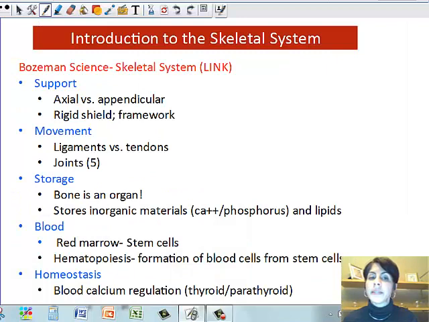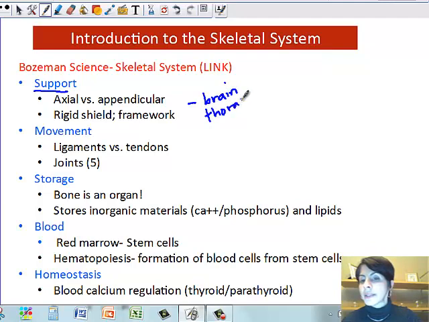Your skeletal system takes on 5 major roles. One of them is actual support. Remember that your skeletal system covers your very, very soft, very important organs like your brain, so that's encased in your cranium, your lungs and your heart, which are encased in your thoracic cage, and your spinal cord, which is encased in your vertebral column.